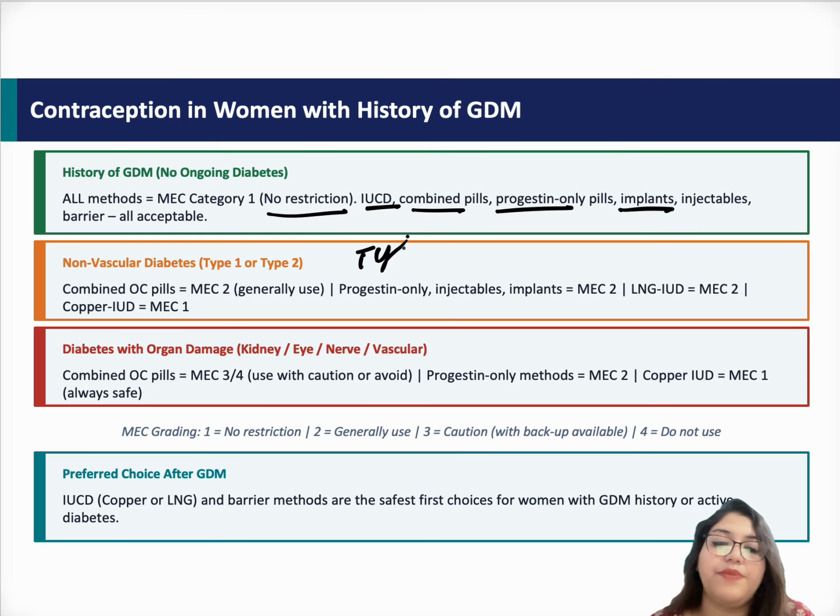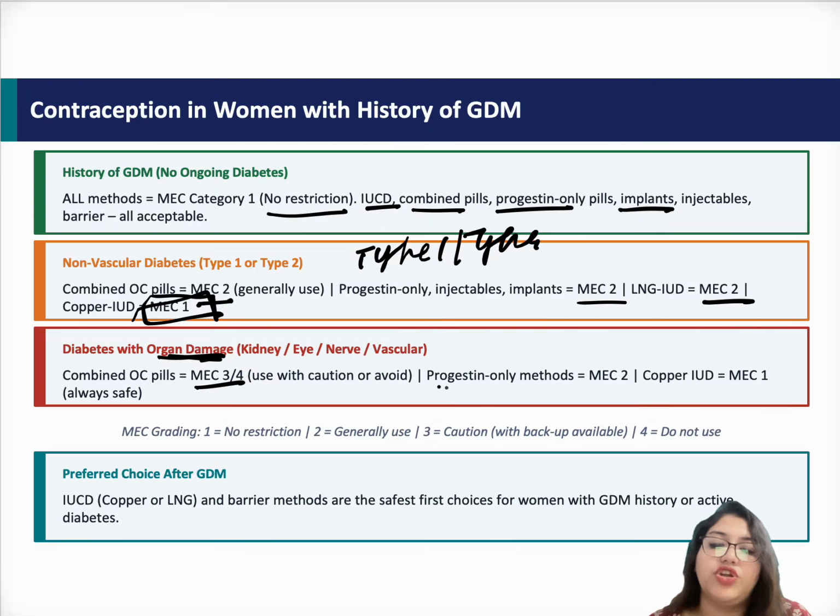Non-vascular diabetes type 1 or type 2: combined OC pills are MEC2. Progestin only injectables and implants, MEC2. LNG IUD MEC2, but copper IUD is MEC1. For diabetes with organ damage, combined pills are MEC3, with caution or avoid. Progestin only, MEC2. Copper IUD MEC1, it is always safe.